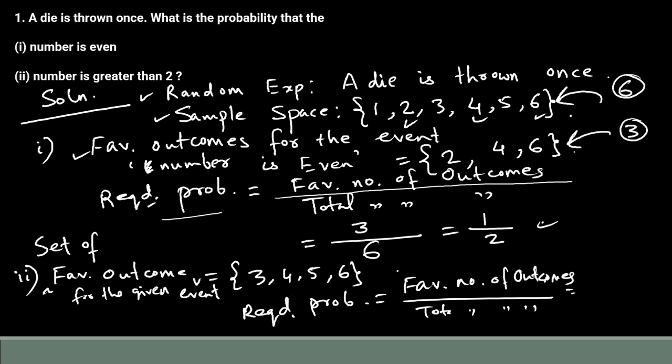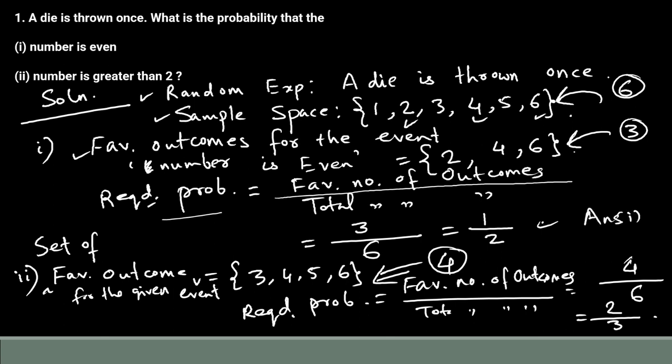So favorable number of outcomes for the event number is greater than 2 is this one. How much is the favorable number? How many? 4. So 4 is in the numerator. Denominator we already saw. The number of outcomes in the sample space is 6. So answer will be 2 divided by 3. So this is answer 1. This is answer 2.